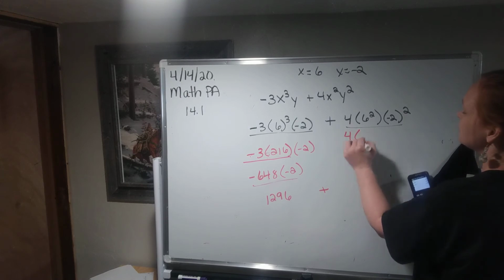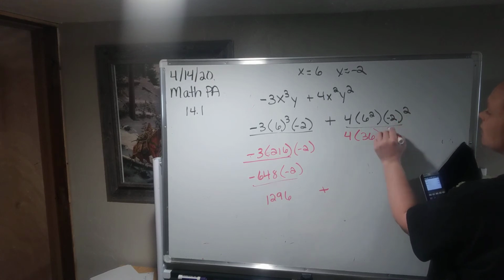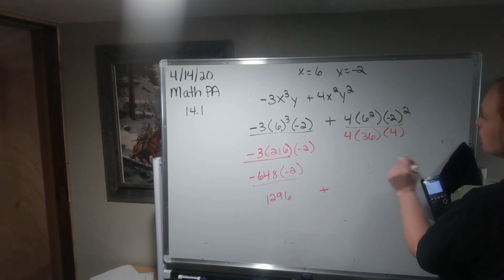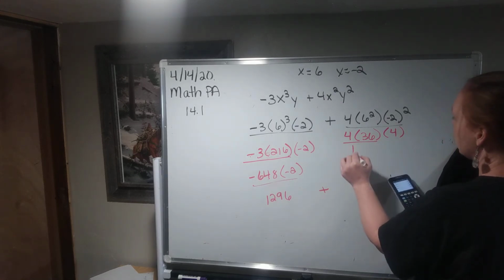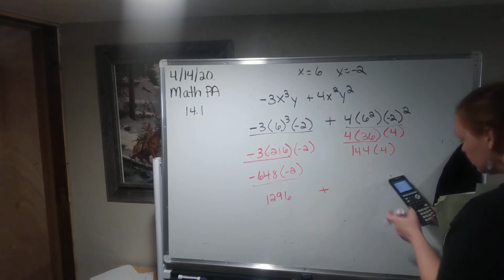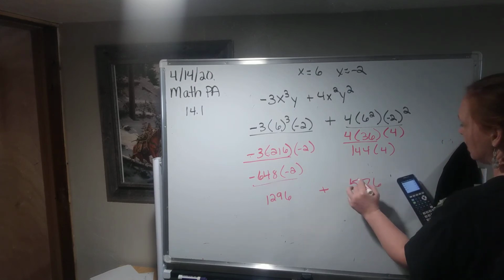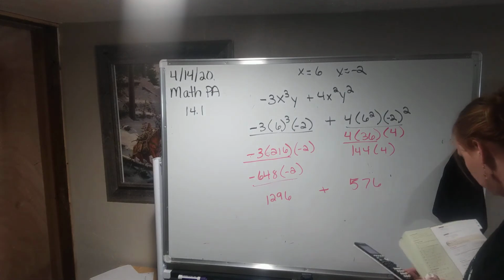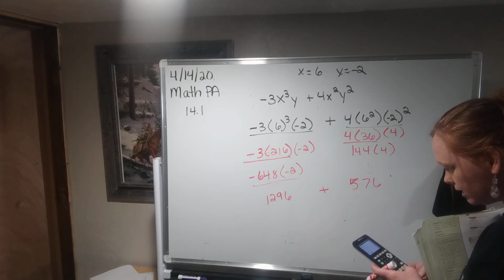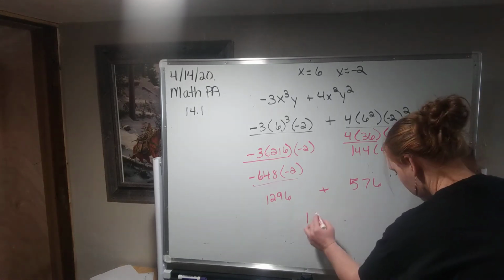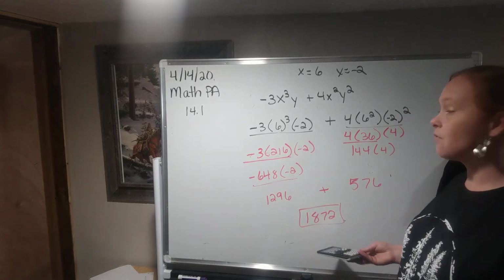So 4 times 6 is 36. And then negative 2 times negative 2 equals positive 4. 4 times 36 is 144, times 4 is 576. So now I have a simple addition problem. 576 plus 1,296, and I get 1,872. Okay, girls, this is what your work should look like for one problem.